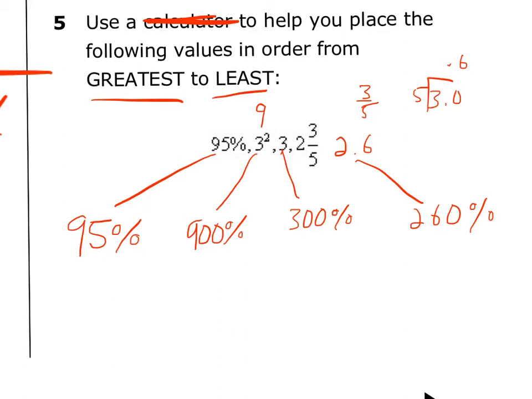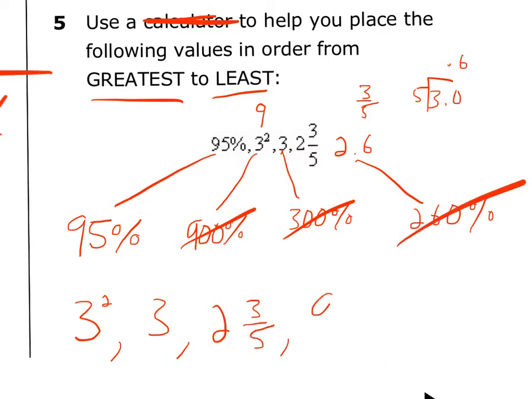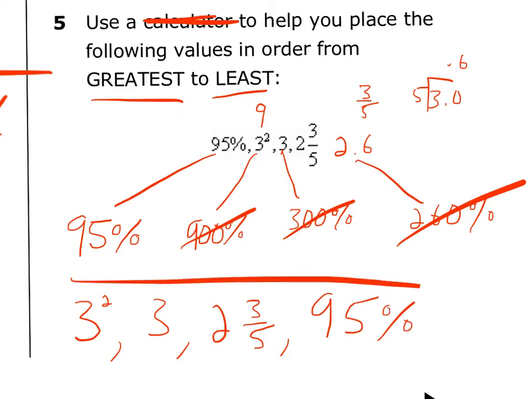What's my greatest here? 900%. What was the original number then? 3 squared was first. Then we had 300%, which was just a 3. Then we had 2 3/5. And then 95% was last. Alright, so this is our answer. You will be surprised at how many of you will put 95% as the largest.